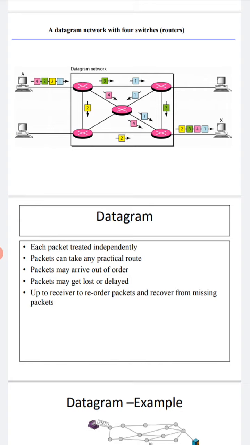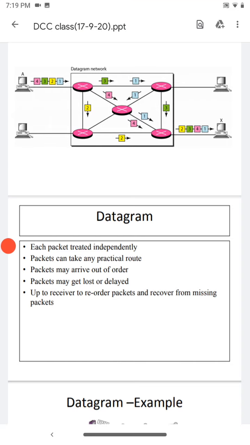Okay. So A sends the data 1, 2, 3, 4. Normally one piece of data can be divided into pieces called packets. So here A sends 4 packets: first packet 1, 2, 3, 4. The destination is X. Okay, so sending the data. Number 1 is the first packet, number 2 the second packet, number 3 the third packet, number 4 the fourth packet.